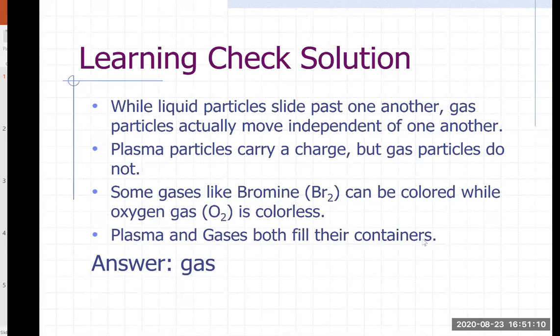So if we look at that first bullet, while liquid particles slide past one another, gas particles actually move independent of one another. Plasma particles also are very far apart, but they carry a charge, while gas particles do not carry a charge. Some gases, like bromine, for example, which is colored yellow-orange, while other gases, like oxygen, which is colorless. Plasma and gases both fill their containers, but because we know that this particular species doesn't carry a charge and can be colored or colorless, the answer is the gaseous physical state.